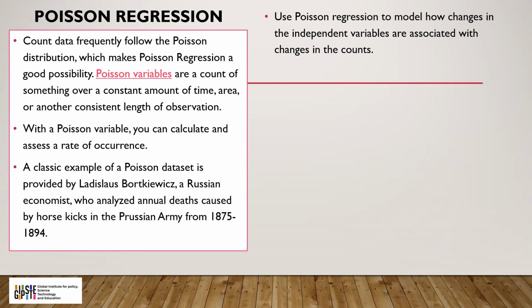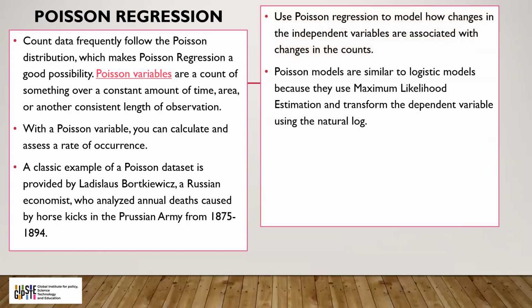A classic example of a Poisson dataset is provided by Bortkiewicz, a Russian economist who analyzed annual deaths caused by horse kicks in the Prussian army from 1875 to 1894. Poisson models are similar to logistic models because they use maximum likelihood estimation and also transform the dependent variable using the natural log.